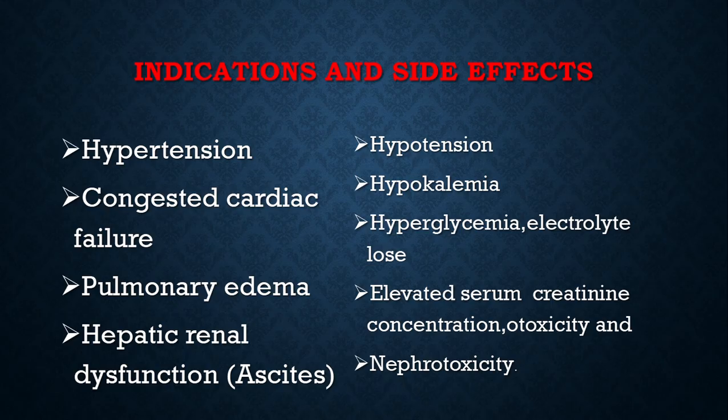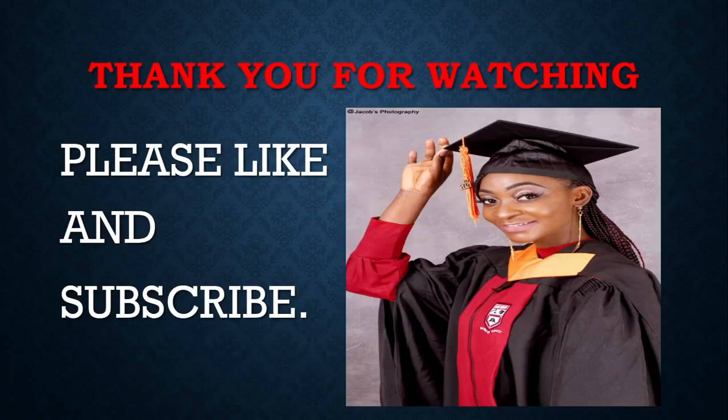When it comes to side effects, we have hypotension. Yes, hypotension will come about due to loss of fluids, because when we reduce the blood volume, we are reducing blood pressure. So there is a risk of having hypotension. Then we also have hypokalemia, because these electrolytes are being lost through the urine. There's the risk of having electrolyte imbalance. Then hyperglycemia, and elevated serum creatinine concentration. There is also a risk of ototoxicity and nephrotoxicity. So these are some of the side effects of the loop diuretics.